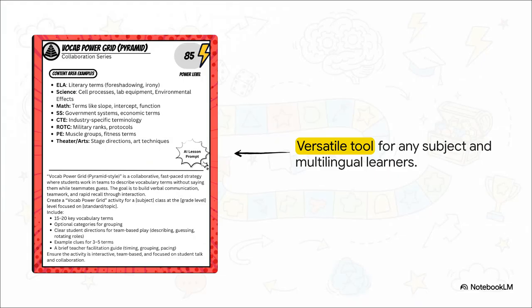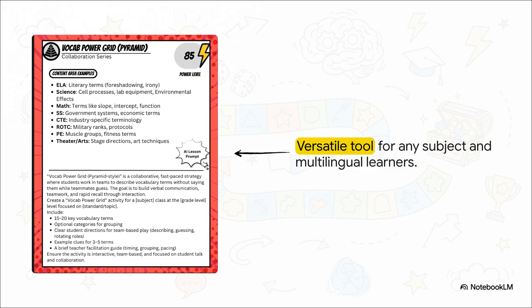Okay, moving to Section 4, Examples across the curriculum. Now, you might be thinking this is only for core testing subjects, but no way. It adapts beautifully across diverse electives and specialized programs too. It's a highly versatile tool. Whether you are dealing with Tier 2 academic language, really complex industry-specific vocabulary, or even a world language classroom, the overarching goal is always the same: building verbal communication, teamwork, and rapid recall through that high-energy peer interaction.